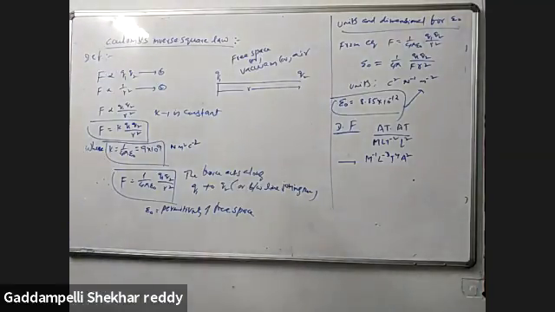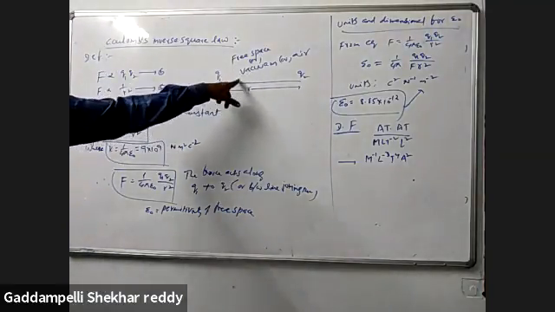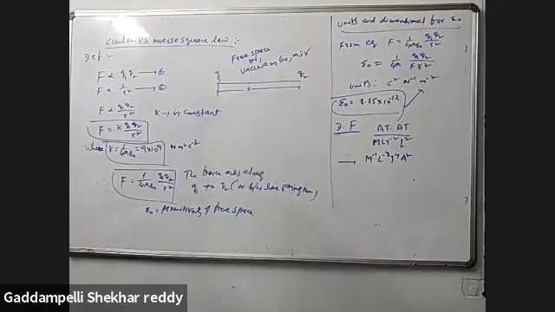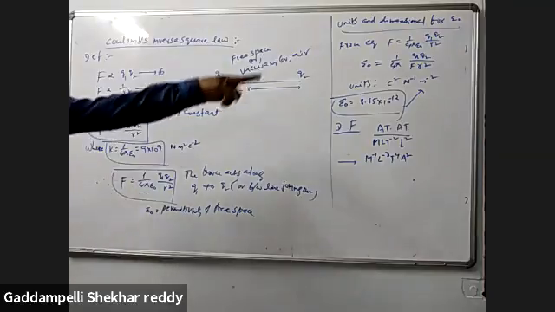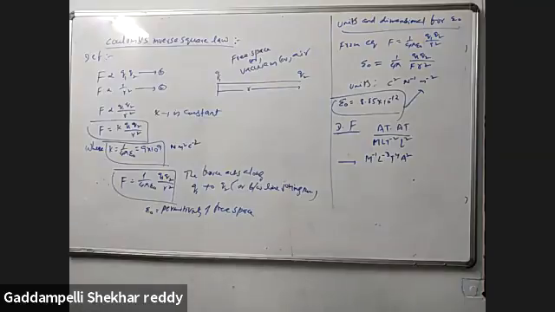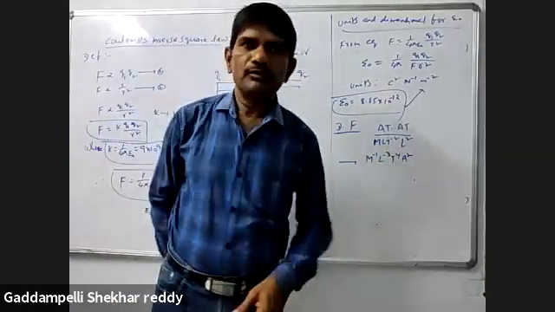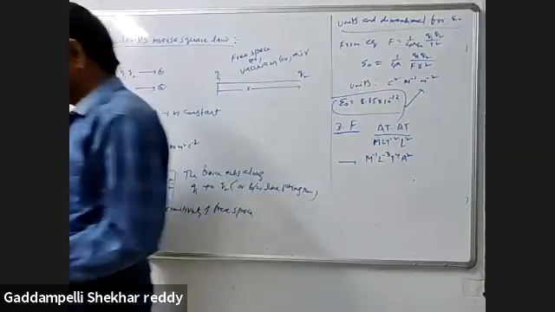This total force is applicable in free space, vacuum or air. The epsilon naught value is 8.85 into 10 power minus 12 Coulomb square Newton power minus 1 meter power minus 2. The dimensional formula is M power minus 1, L power minus 3, T power 4, A square.